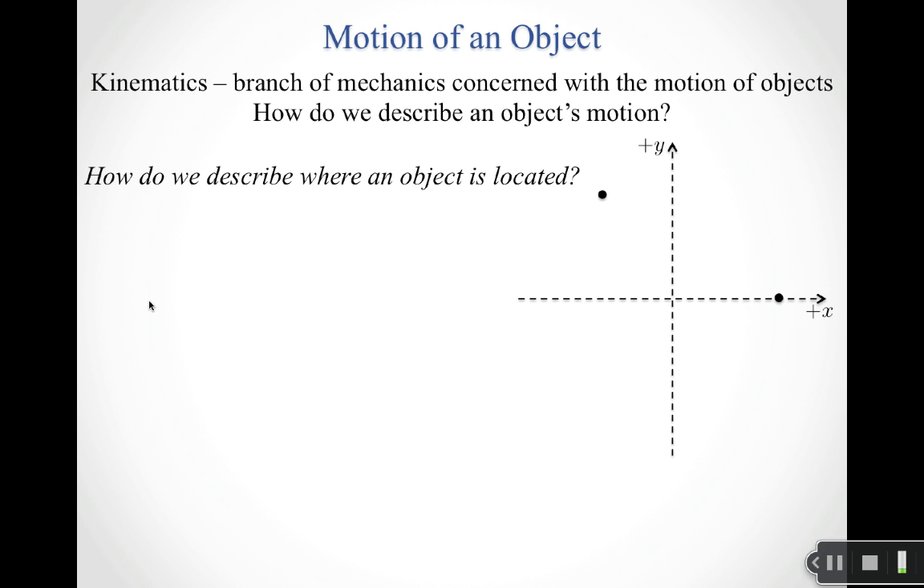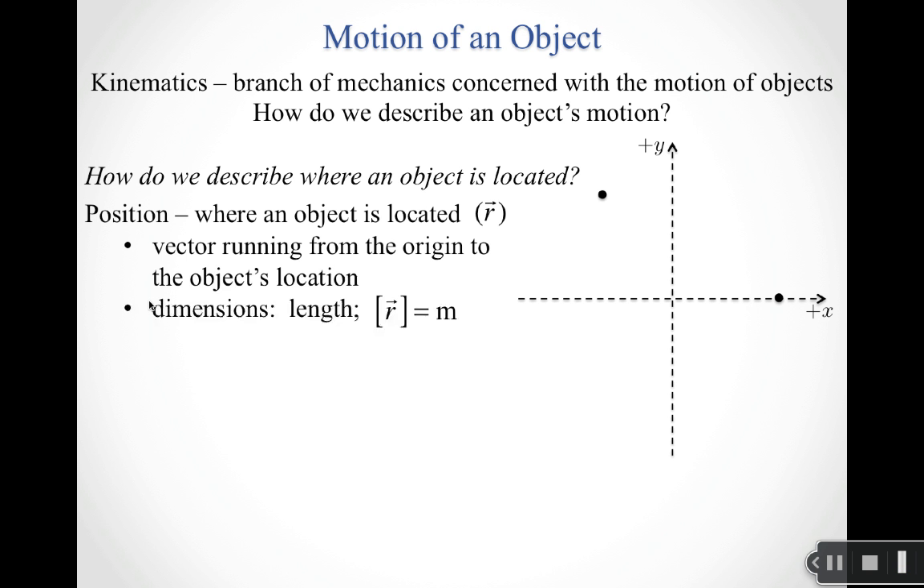All right, so the first set of vector problems that we're going to work this semester are actually kinematics problems. Kinematics is the branch of mechanics that's concerned with describing an object's motion. Let's start by laying out the basics, mostly terminology, of how we describe an object's motion. So the first thing we might want to ask is, where is an object located?